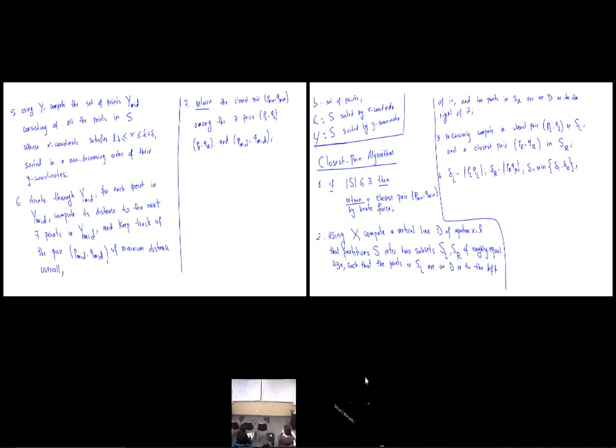Again, I tried to go over more details than in the textbook. So yeah, any questions before we look at the running time? Yeah. So we stop recursing after the third step, right?